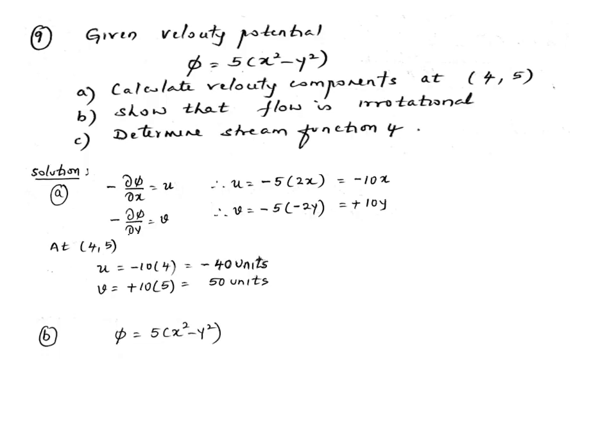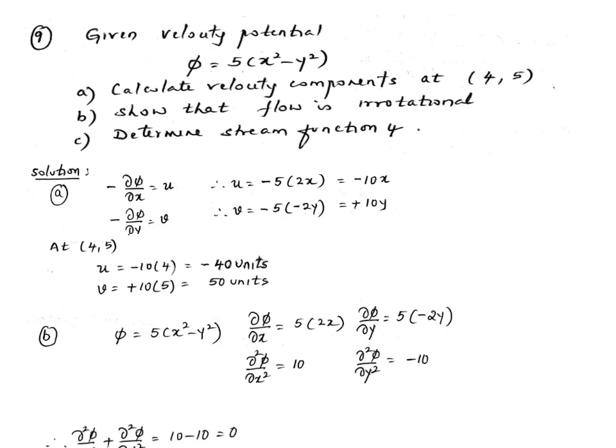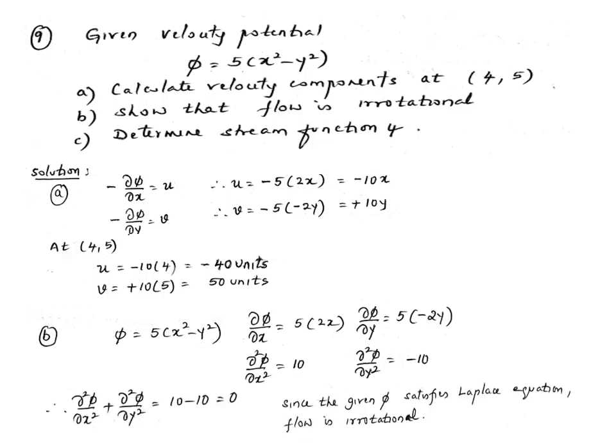Next is to show that the flow is irrotational. ∂φ/∂x is 5 into 2x. Similarly, ∂φ/∂y is 5 into minus 2y. Next differentiation: ∂²φ/∂x² is 10, and here ∂²φ/∂y² is minus 10. Now the Laplace equation is ∂²φ/∂x² plus ∂²φ/∂y², which is 10 minus 10, equal to 0. Since the given function phi satisfies Laplace equation, the flow is irrotational.